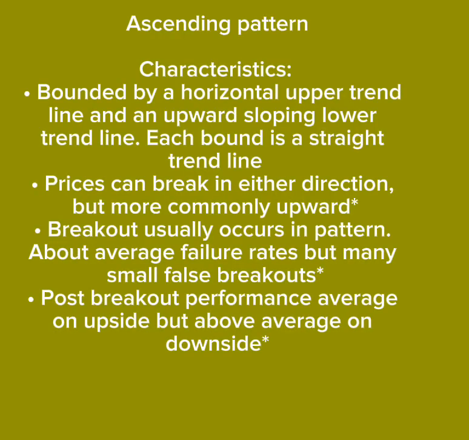Ascending pattern. Characteristics: bounded by a horizontal upper trend line and an upward sloping lower trend line. Each bound is a straight trend line. Prices can break in either direction, but more commonly upward*. Breakout usually occurs in the pattern. About average failure rates, but many small false breakouts*. Post-breakout performance is average on the upside but above average on the downside*.